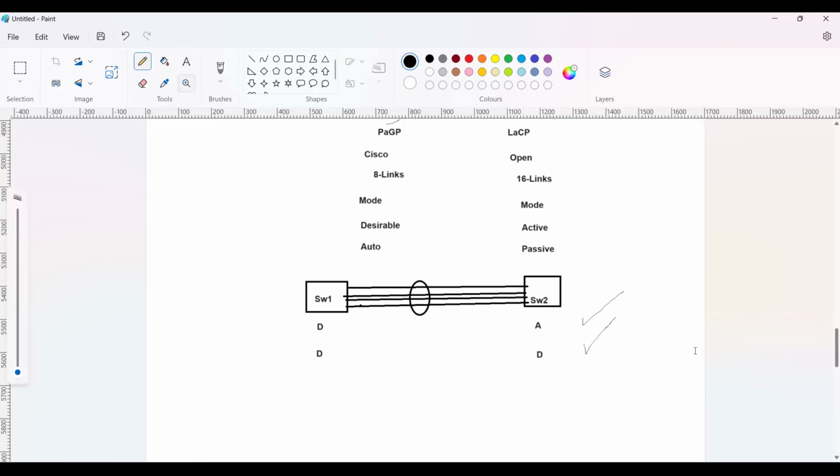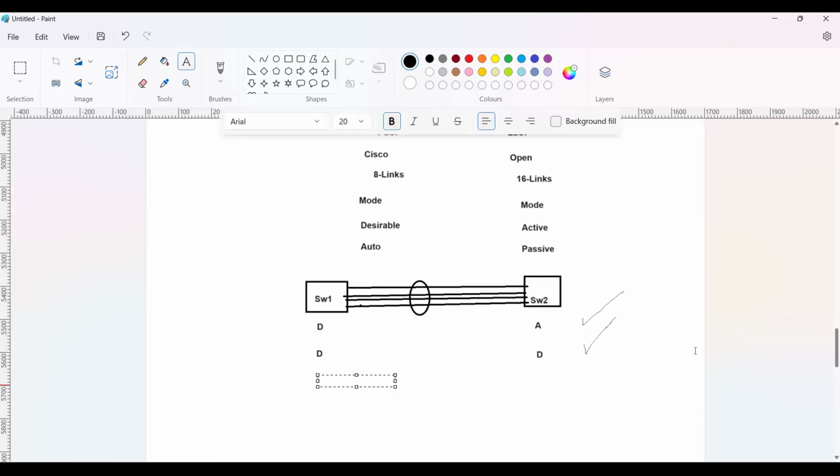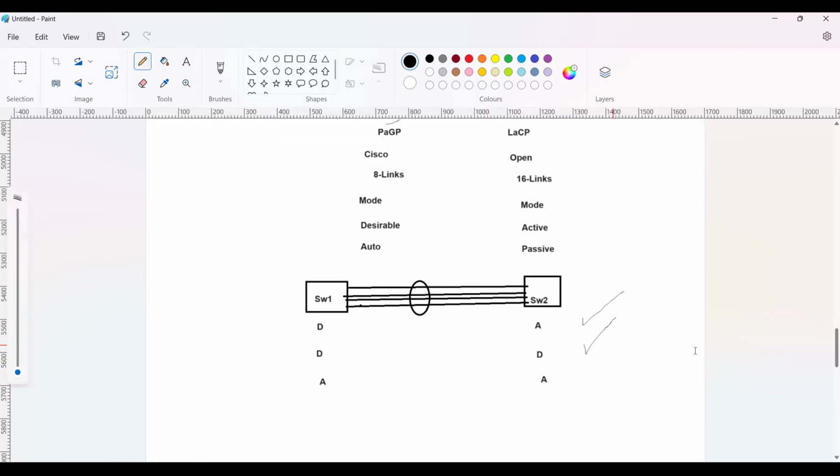If you are using auto here and auto here, then the EtherChannel will not be formed. Understood? Yes. Good. Now move to the next.